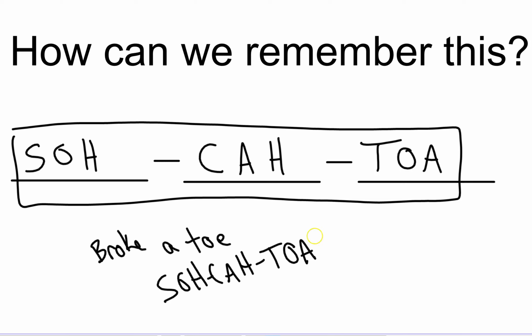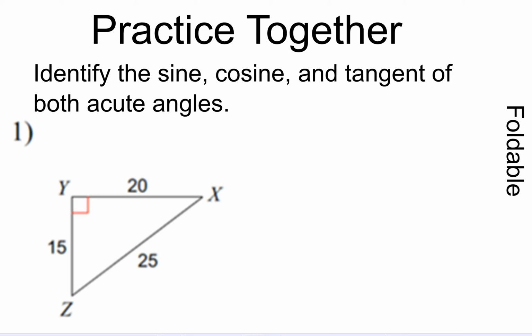We'll move on. But that's how you can remember it. Because the sine is the opposite over the hypotenuse. The cosine is the adjacent over the hypotenuse. And the tangent is the opposite over the adjacent. SOHCAHTOA. Alright, so hopefully that is a good way for you guys to remember it. What we need to do now is look at how we can actually apply this to writing some equations out. So we're going to flip to the back of that foldable.